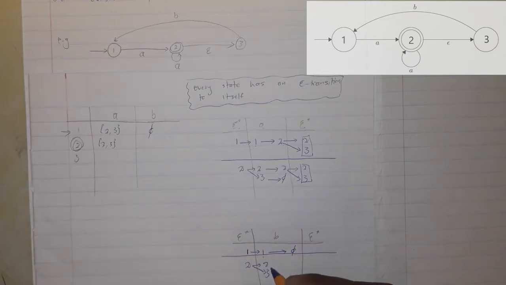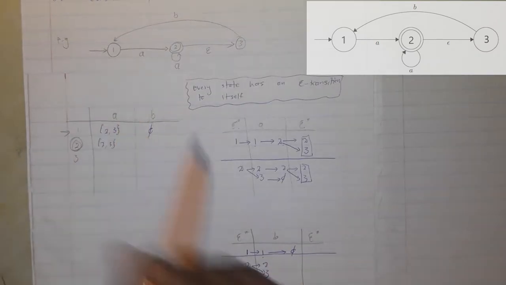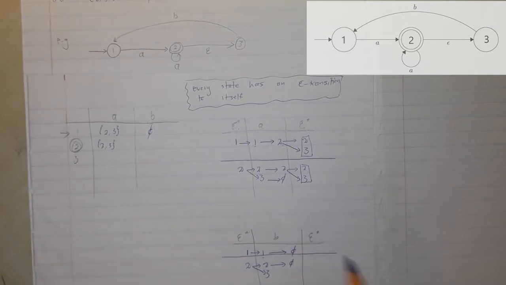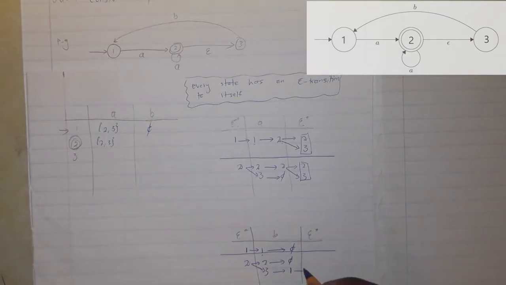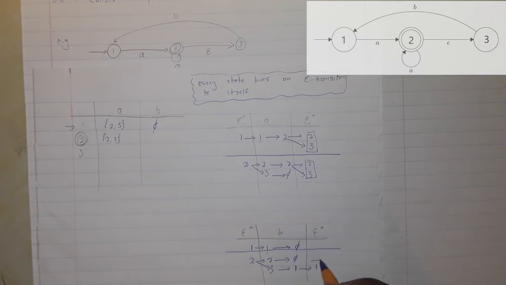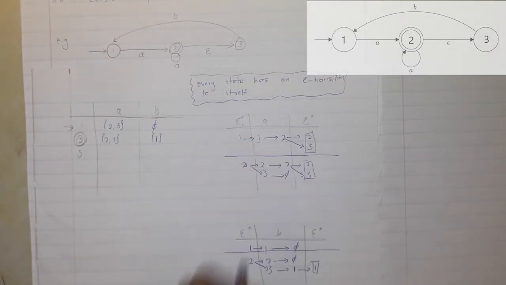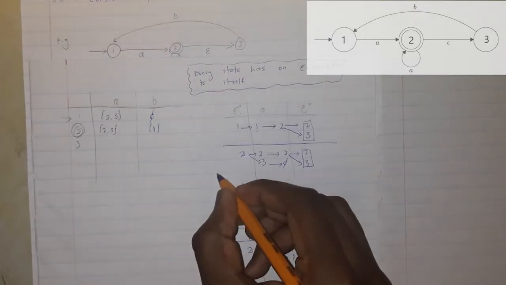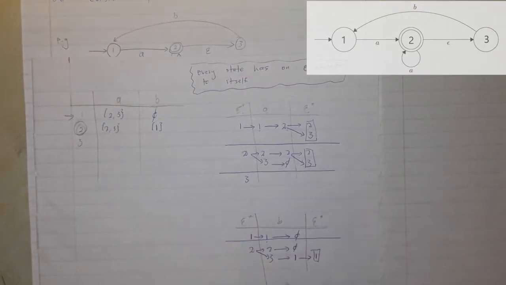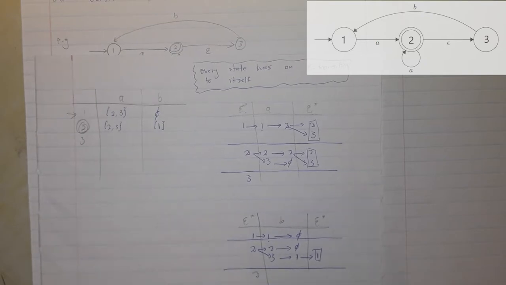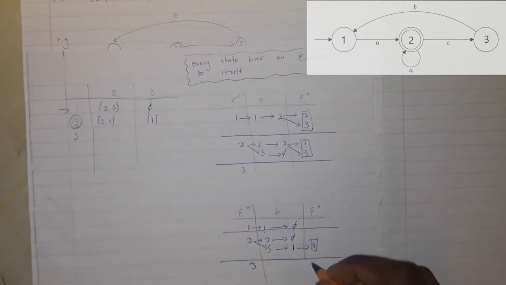So 2 has a B transition to where? It doesn't have a B transition, so this goes to nothing. But 3 has a B transition to 1, so this goes to 1, to state number 1. Now state number 1 has an E transition to where? To itself. And then take the state, put it right here. And then we move on to the final state, which is number 3, right?